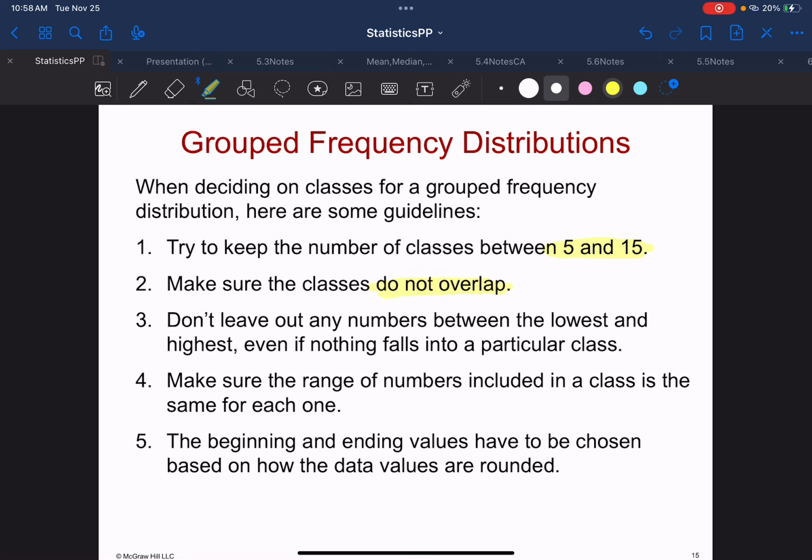And the third is don't leave out any numbers between the lowest and the highest, even if nothing falls into a particular class. And 4, make sure the range of numbers included in a class is the same for each one, which means the length. Range means length of your interval of numbers. And then 5 says the beginning and ending values have to be chosen based on how the data values are rounded.